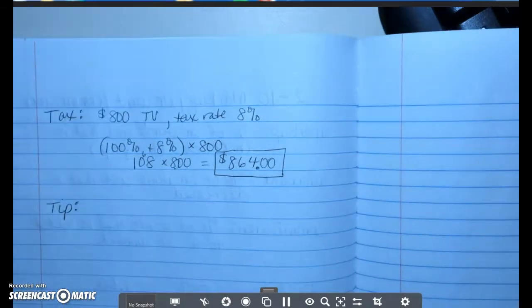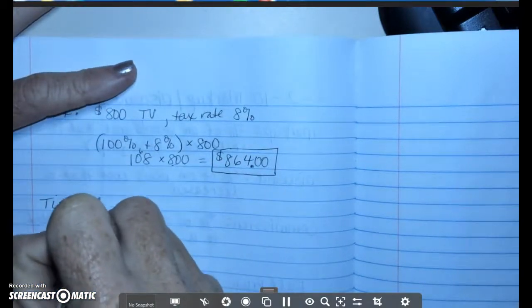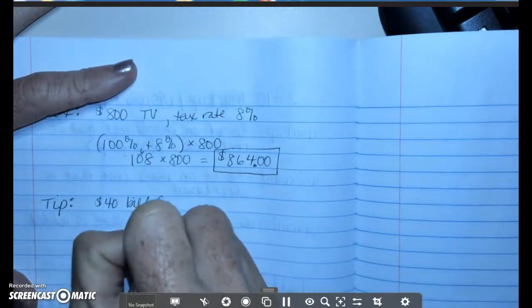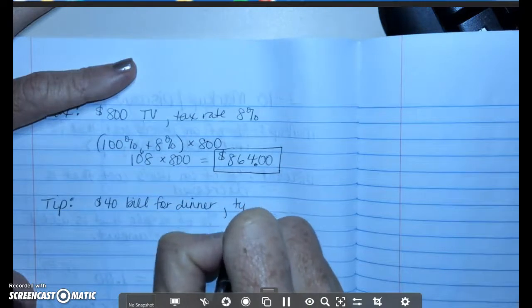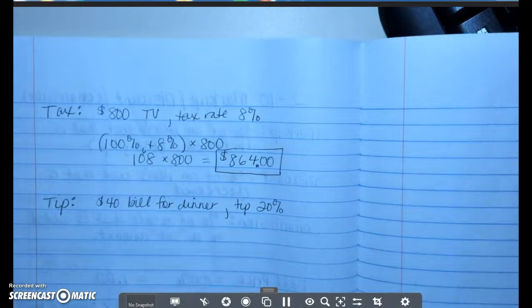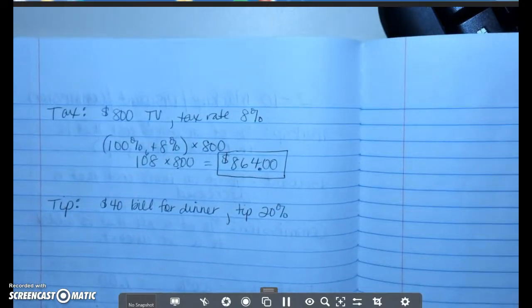Okay, so I took the kids out to dinner, and the bill was $40. And I want to tip 20%, which is about what I usually tip. Actually, a lot of times I tip more than that. 15% used to be standard. 20% I would say is pretty standard now.